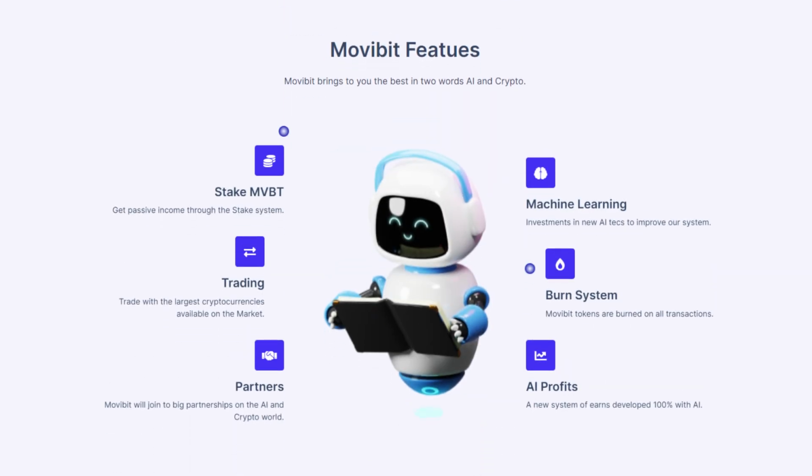Here are some of the Movibit features displayed. Movibit brings you the best in two words, AI and crypto. You can stake their native token called MVBT and get passive income through the staking system. You can trade with the largest cryptos available on the market. There will be partners on the AI and crypto sides of the world. They will have machine learning as they have investments in new AI techs to improve their systems. There is also a burn system, as Movibit tokens are burned on all transactions, and there are AI profits, as there is a new system of earning developed 100% with AI.